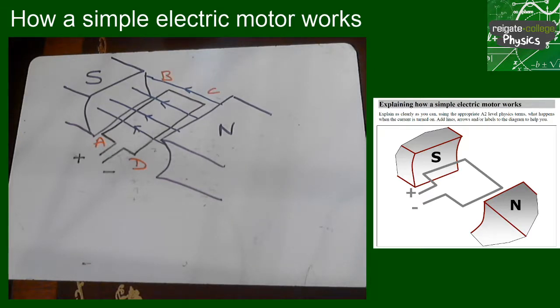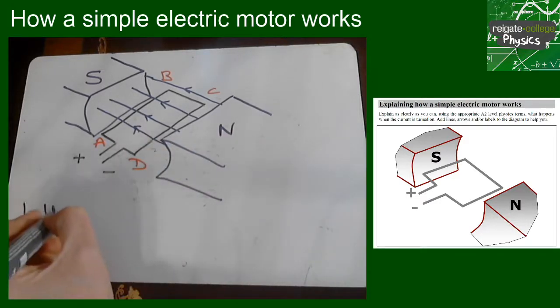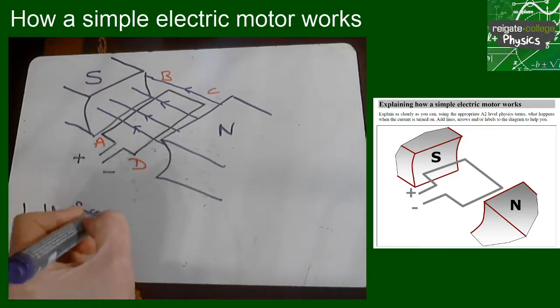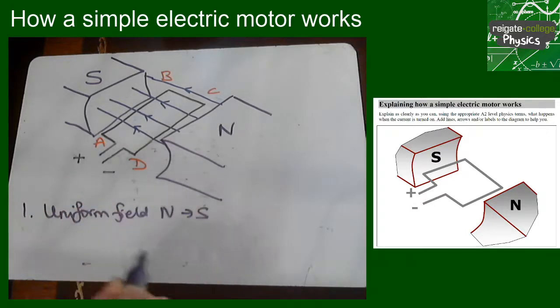So the first thing that you can say in answering this question is what is happening to the field lines. They are going from north to south. The field is fairly uniform between the poles of this magnet. So that can be our first point. So we have a uniform field, and that goes from north to south.